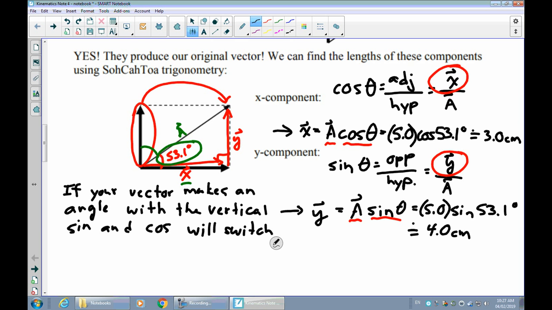So the shortcut to remember when finding components of a vector is that you'll always just end up taking the original length of the vector and either multiplying it by the cos of the angle you're given or the sine of the angle you're given. And whether you use sine or cos just depends on which way you were given that original angle itself. So let's take a look at how we can use this in a specific problem to actually help us with vector addition.